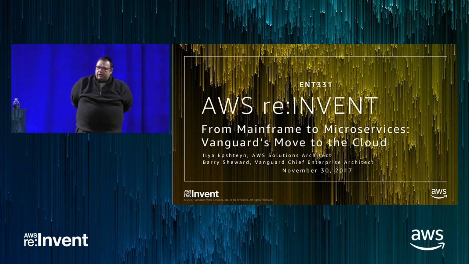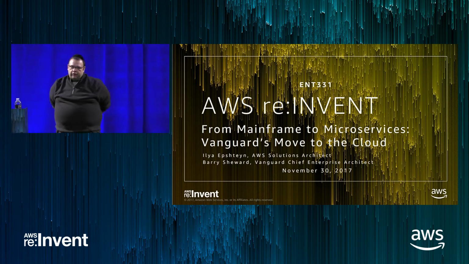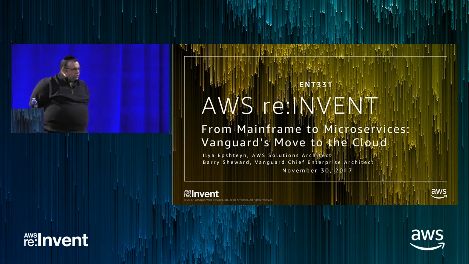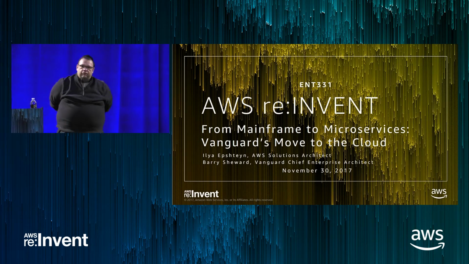My name is Ilya Epstein. I'm an Enterprise Solutions Architect with AWS. I'm joined by Barry Sheward, Chief Enterprise Architect from Vanguard. I had the privilege of working with Vanguard's team for the last 2 years on their cloud journey.